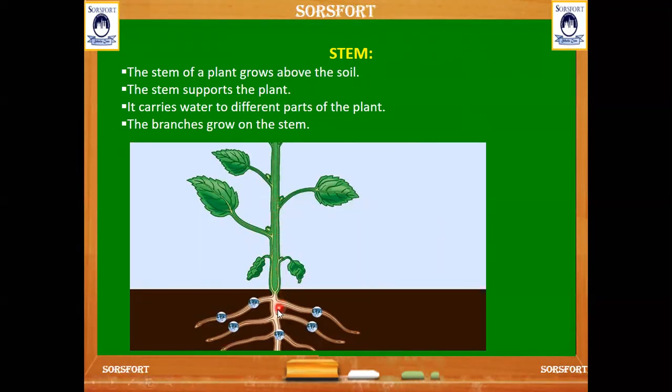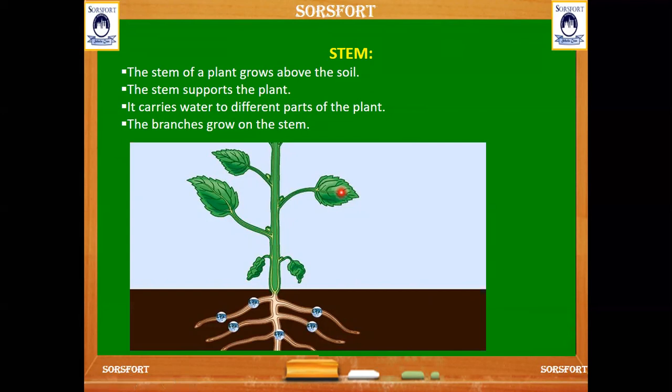The stem carries water to different parts of the plant. The roots absorb from the soil and the stem carries water and mineral salts from the roots to the other parts of the plant. And you can see the branches growing from the main stem. These we call branches, and some leaves grow on the stem.